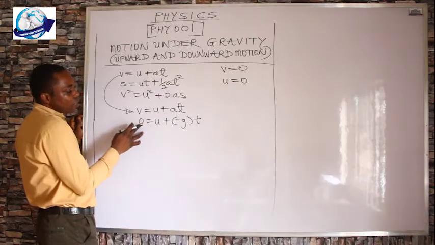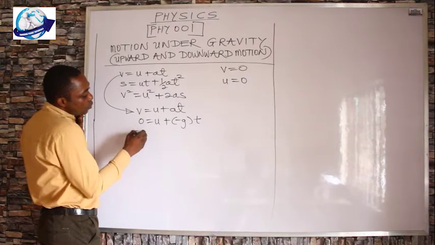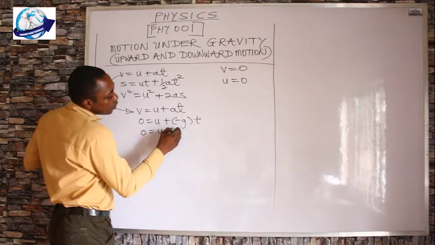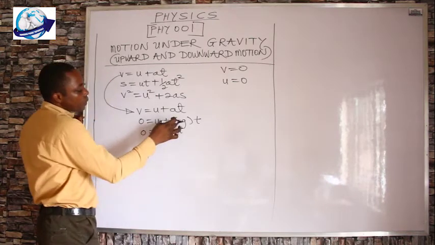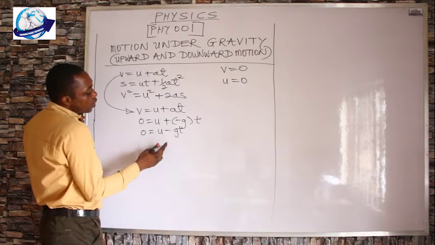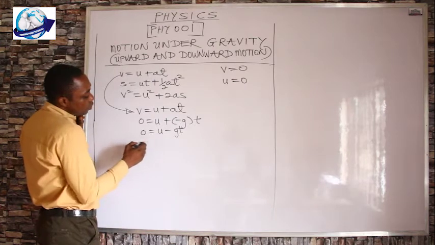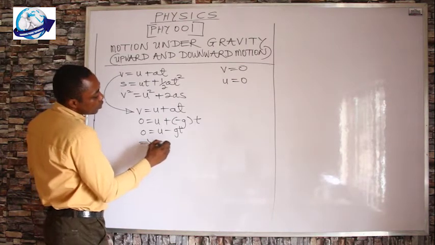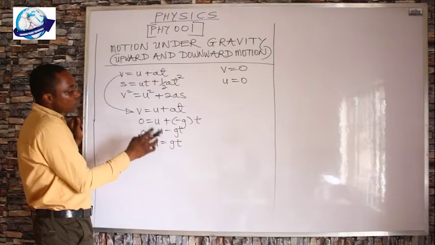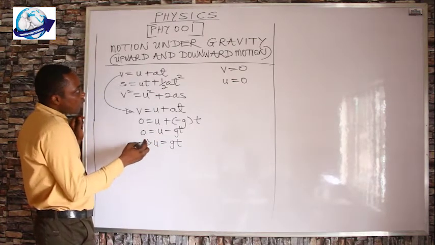What we have finally here will be 0 equals u minus gt, because plus times minus is minus, and then we have g times t, gt. At the end of the day, it implies that u is equal to gt when you make u the subject of the formula.